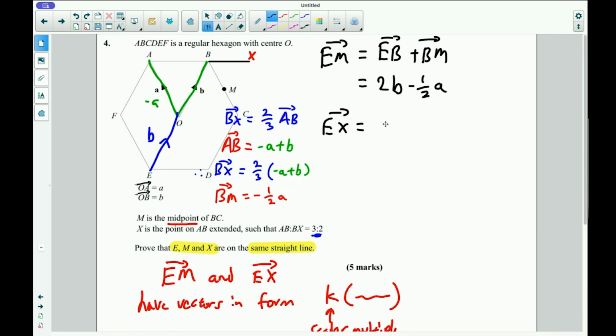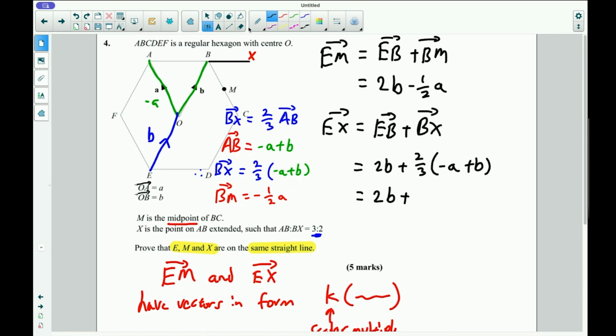And now I want to find out what E to X is. So what is E to X? Well, E to X is the same thing again as what? E to B, vector EB, plus vector BX, which are the ones that we've already found. So this gives me 2B, and then vector BX was 2/3 of negative A plus B. And again, we're going to simplify a little bit. So 2B plus, oh, not plus, we're going to have a minus there. It's going to be minus 2/3 A, and then plus 2/3 B.